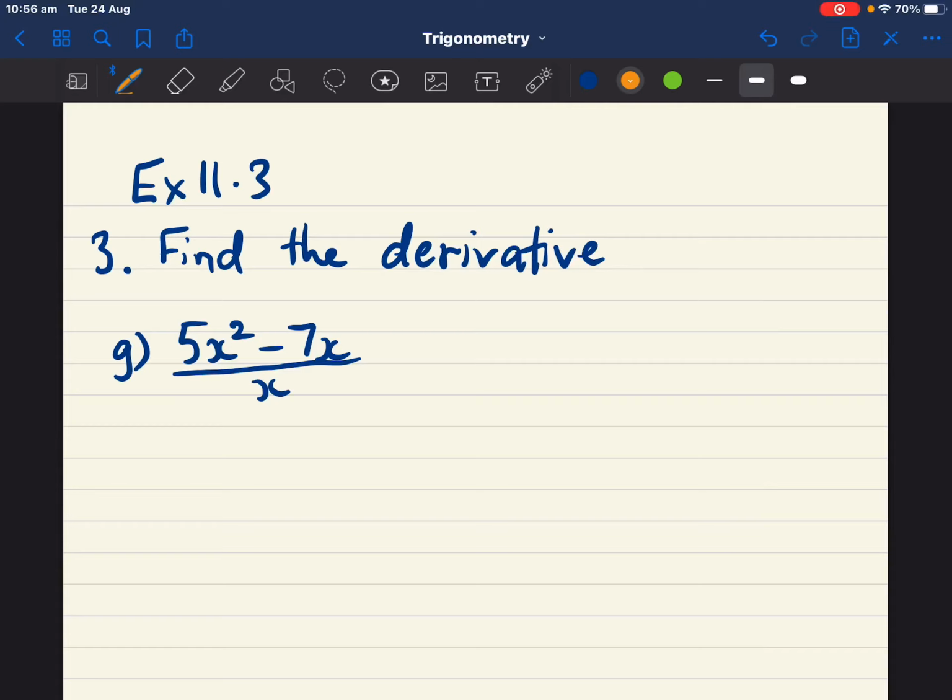Hello and welcome, guys. Just a quick video going through some of the harder differentiation questions that came up in exercise 11.3. Specifically, I'm talking about question 3, find the derivative, the very last 3 questions. In each case, you had this fraction to deal with.